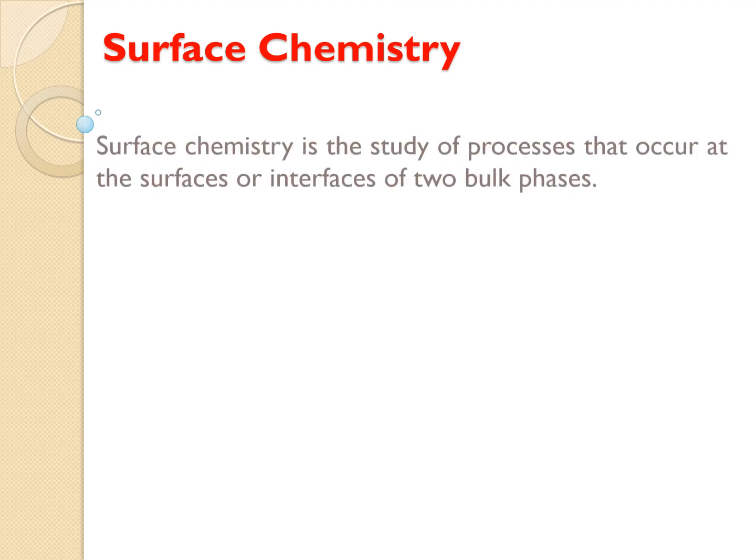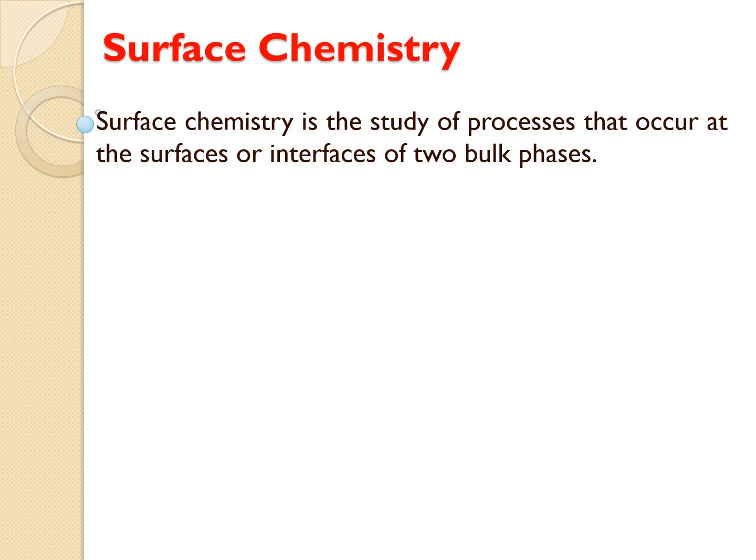Dear children, surface chemistry is the fifth chapter in class 12th NCERT textbook. So, we are going to start with surface chemistry. First, we should try to understand what surface chemistry is. Surface chemistry is the study of processes that occur at the surfaces or interfaces of two bulk phases.